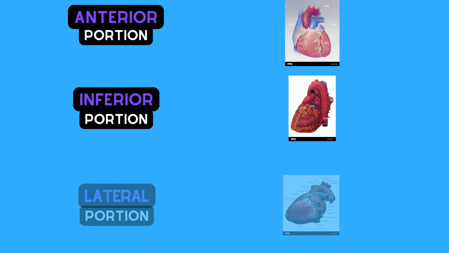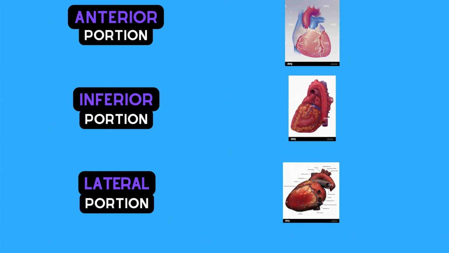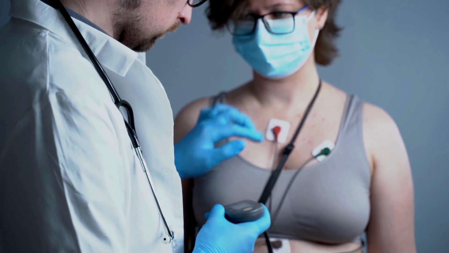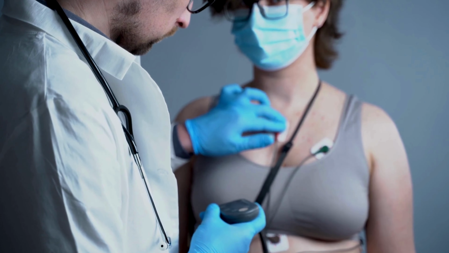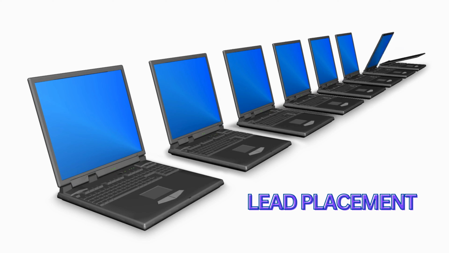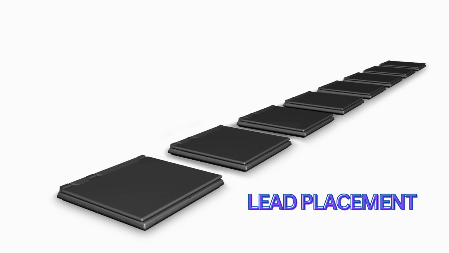Today we'll look at the anterior portion, the inferior portion, and the lateral portion. And as you might imagine, obtaining a clear view of the electrical activity requires precise lead placement. To gain insight into this process, let's delve deeper to better understand the intricacies of lead placement.